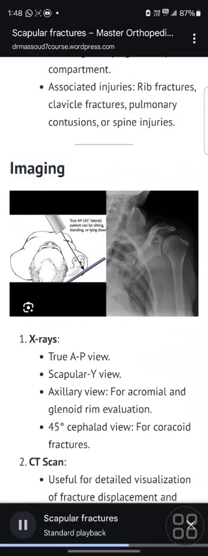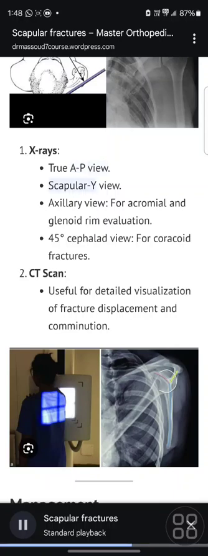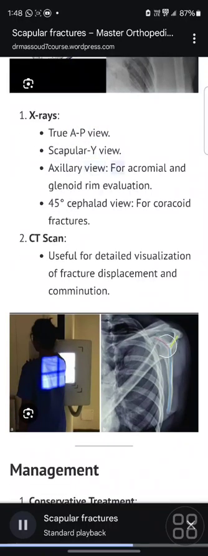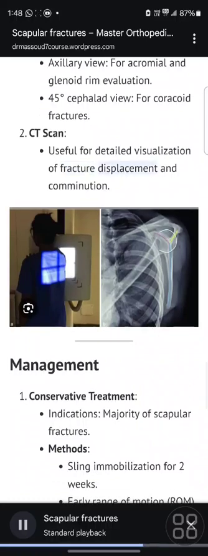Imaging. 1. X-rays. True AP view, scapular Y view, axillary view, for acromial and glenoid rim evaluation. 45 degrees cephalad view, for coracoid fractures. 2. CT scan. Useful for detailed visualization of fracture displacement and comminution.